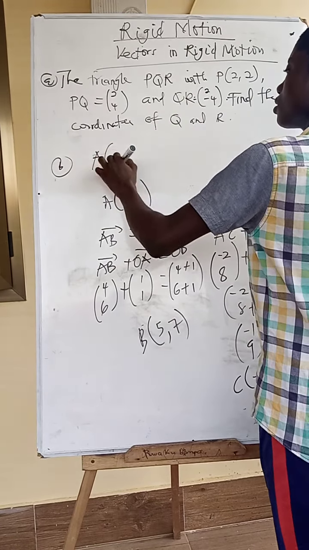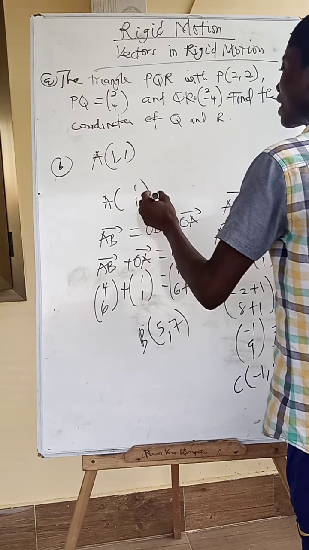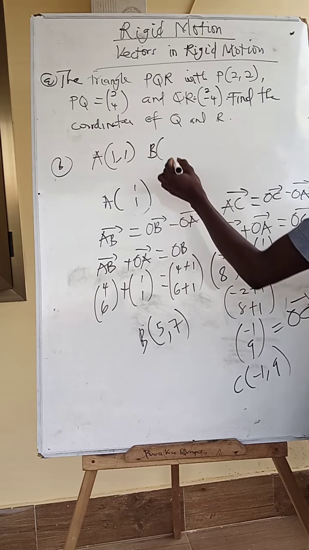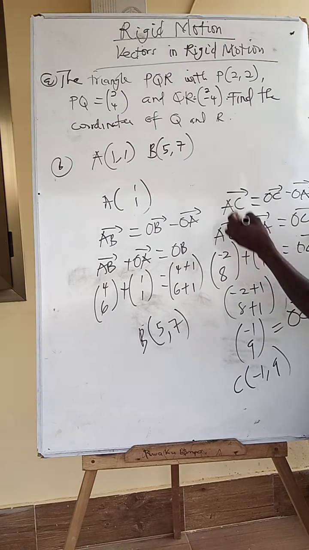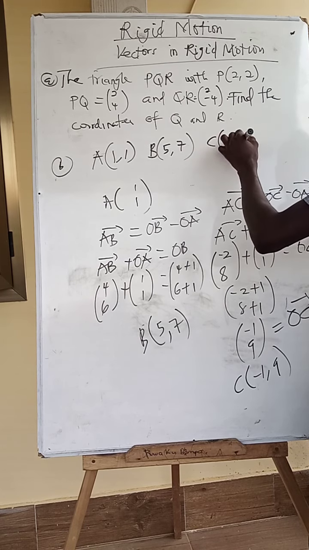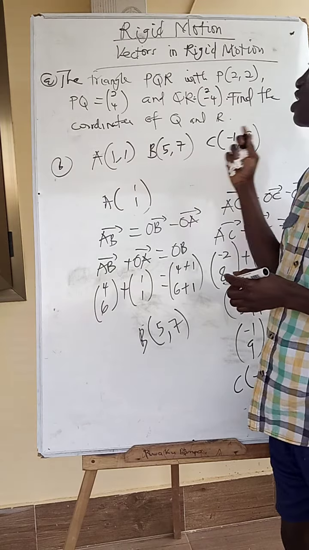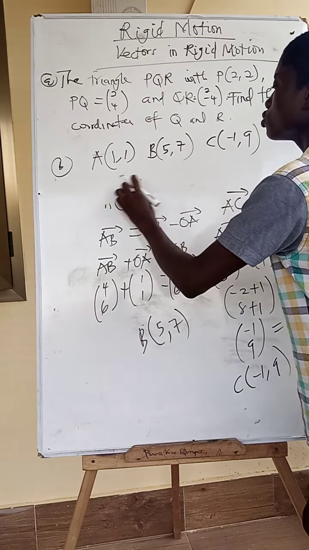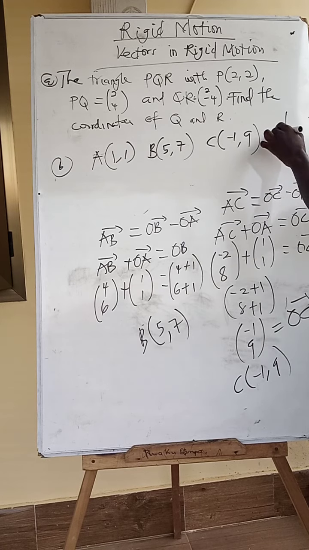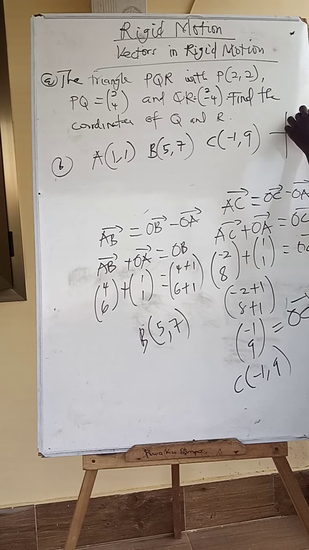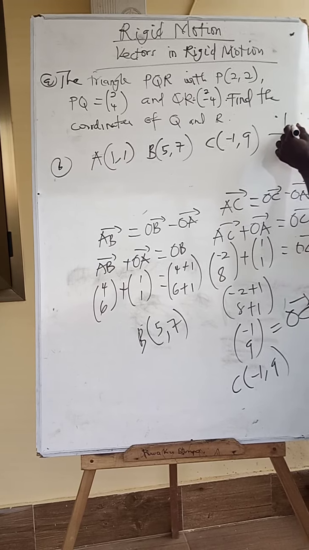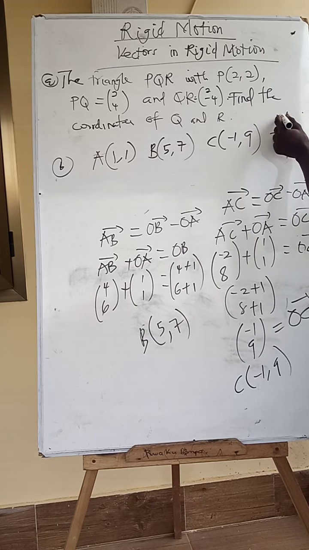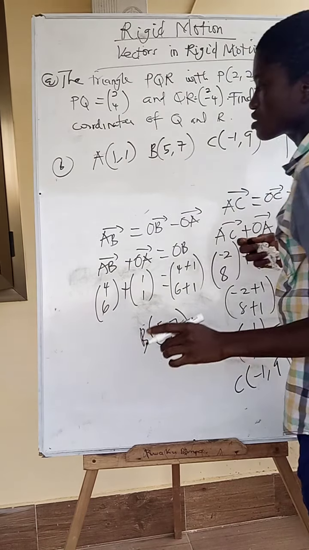Let me write them. A as 1 and 1. You write your B. B is 5, 7. Write your C: -1, 9. Right now, you know your A, B, and C. You just have to go to your graph, and as I taught you, 1, 1, you indicate. B is 5, 7, you indicate, and you have -1 and 9, you indicate, right? Good. So now you use this as a base point for the next question.